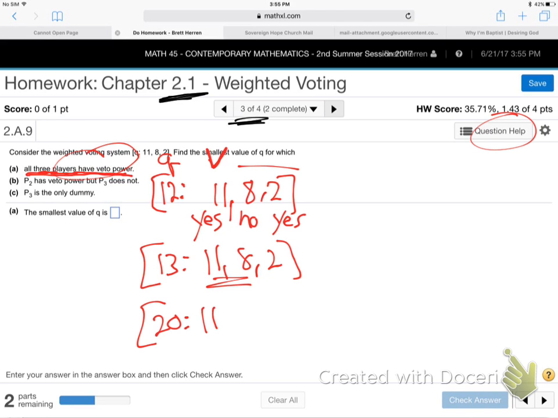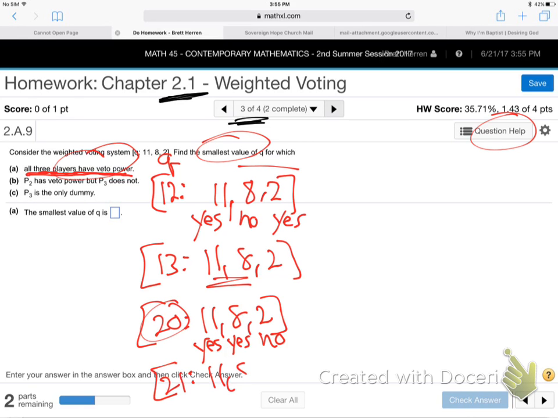So if I do like 20, now the 2 has veto power. If the 2 says no, and these guys say yes, they only have 19. The 2 has veto power here. Do you see that? At 19, he would not have had veto power, right? So 20 is the lowest number. See what it says up here? Smallest value. 20. Because at 21, he would also have veto power.